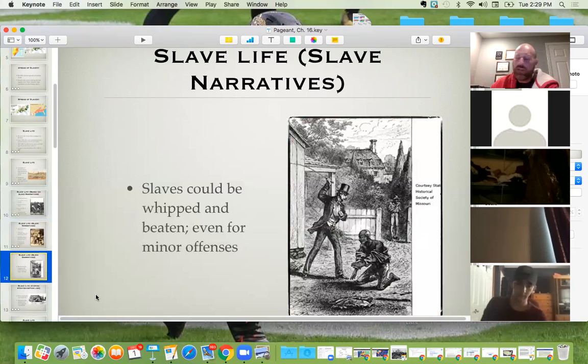Slaves could be whipped and beaten even for minor offenses. The thing you have to understand, kids, is violence is a key enforcer of slavery in the South because there's no other incentive. The only incentive in most cases to get your work done is to not get whipped.